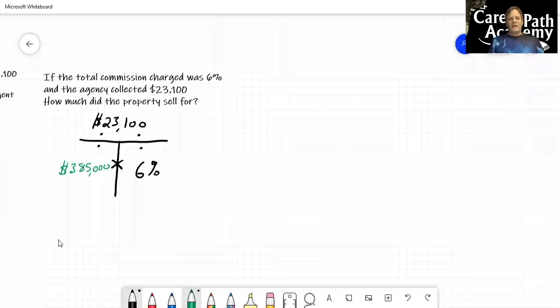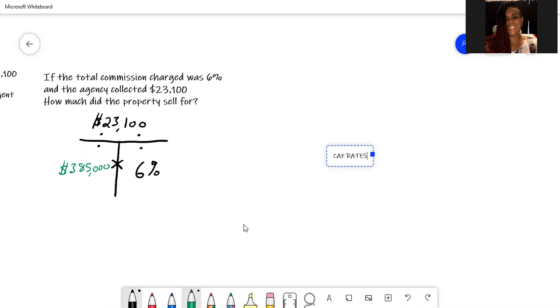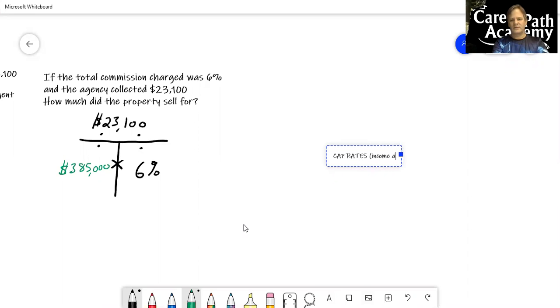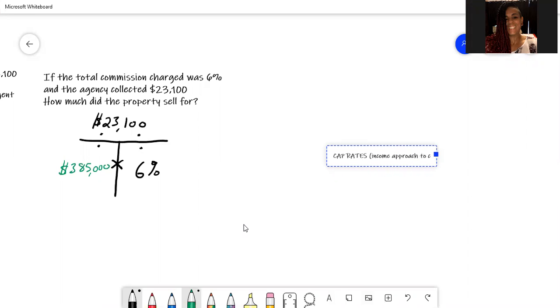Now, if this is a problem using cap rates, oh boy. This is one of the income approaches to value, right? What is a cap rate? It measures the rate of return on an investor's money, right?